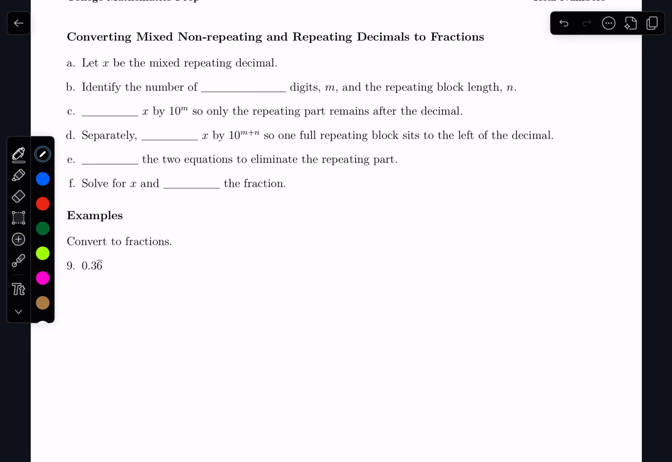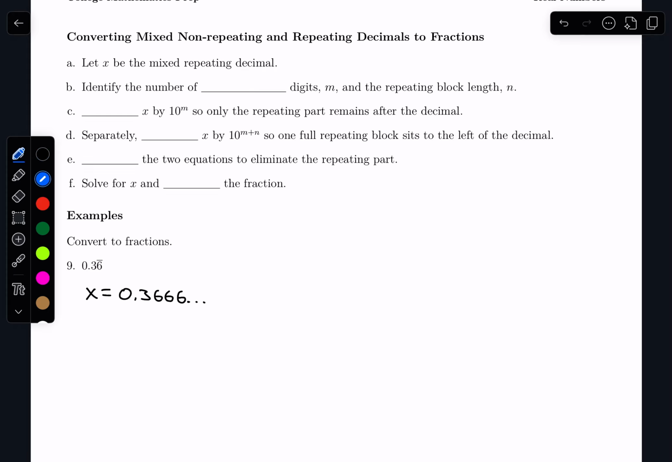So step 1, let x be the mixed repeating decimal. So step 1 is the same, just name our number x. So for number 9 here, 0.36, the bar is only over the 6. So this number is x equals 0.3666, and those 6's keep going.